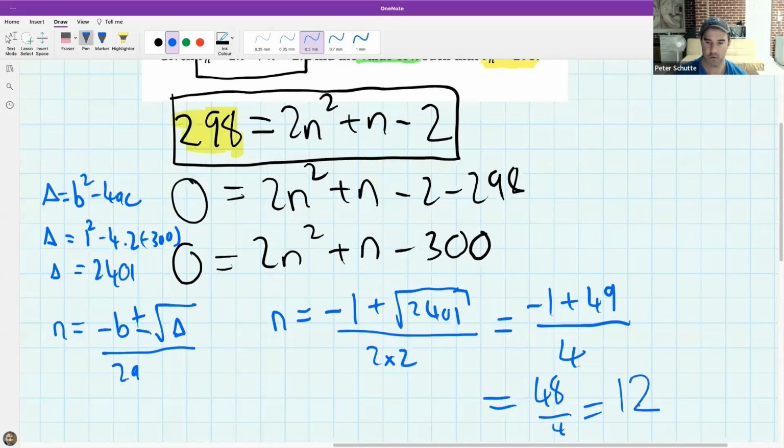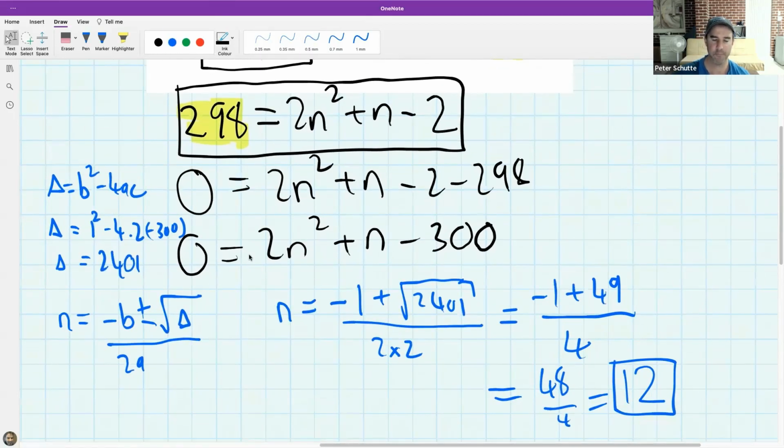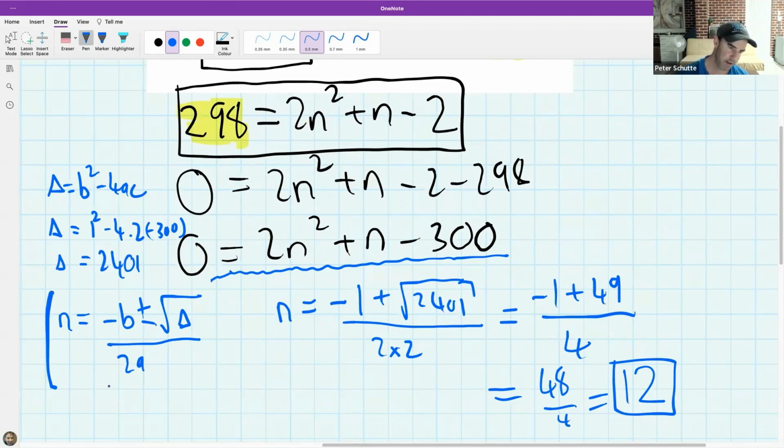It would give me 12. So let's just make sure we understand what we did there, because it was quite a lot of working. In our journey, we were at the stage of basically over here. And when we got to this stage, it was a quadratic equation. And in order to solve a quadratic equation, we need to use the quadratic formula.